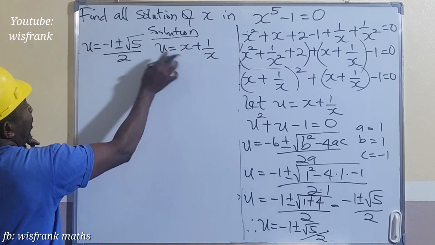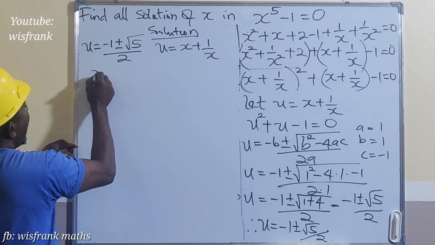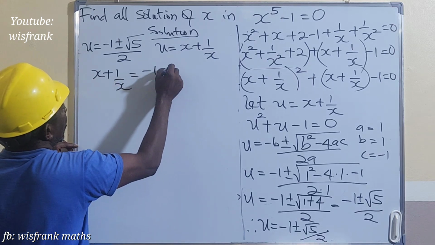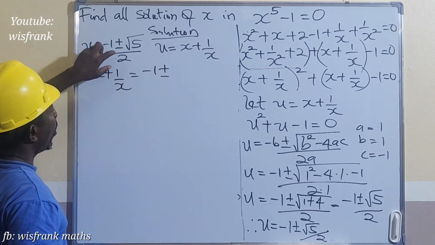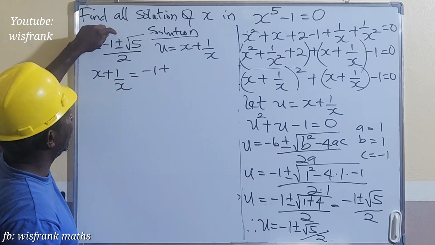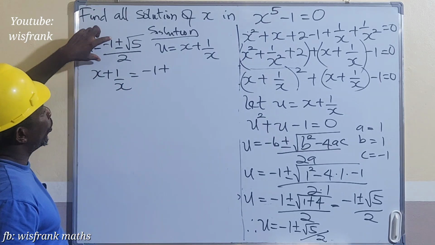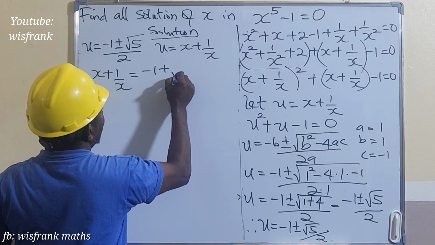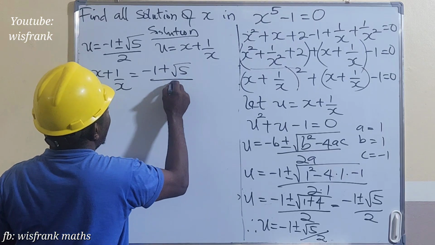So in that case, equating these two, we will have x plus 1 all over x equals minus 1 plus or minus root 5 all over 2. We take one after the other. We are going to take the first one, which is plus, because we have two solutions in this u. So we take plus first, which is plus root 5 all over 2.